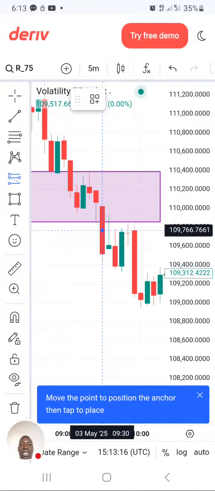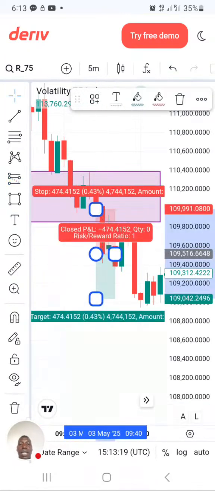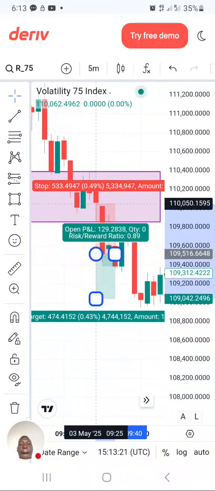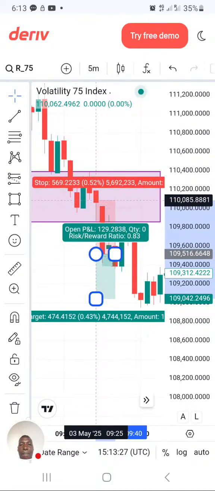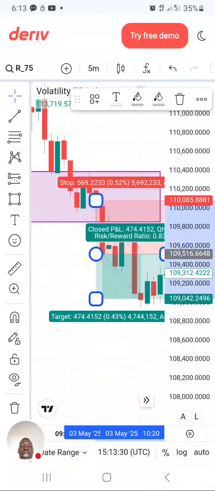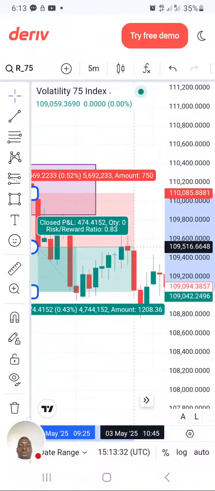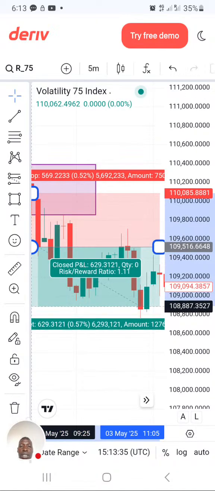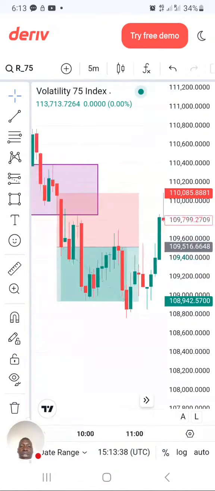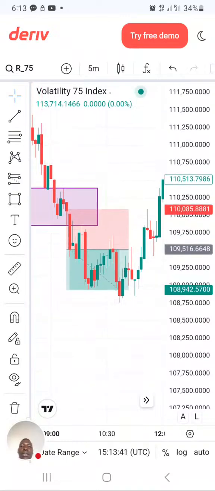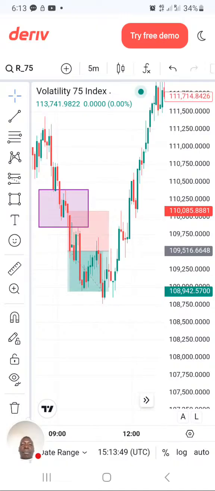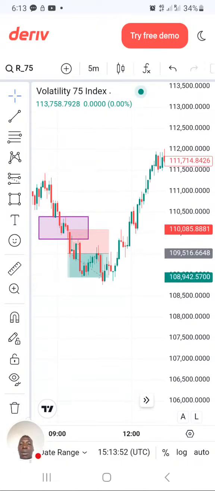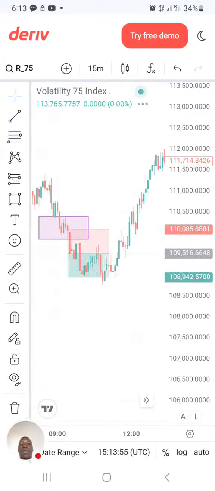You execute exactly when it closes. We have to put the stop loss a few pips above the candle which has broken that box, and then you target 1 to 1. Very fast, and then we are done, because the market can go and then come back. 1 to 1, no 1 to 2. You're done. Then you come back to minute 15 and wait for another setup.